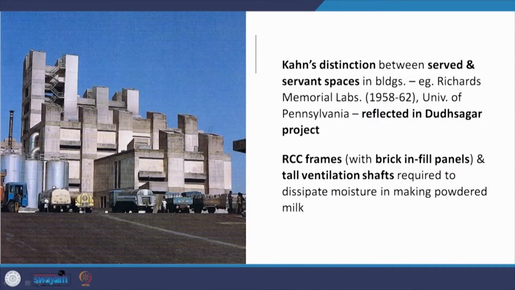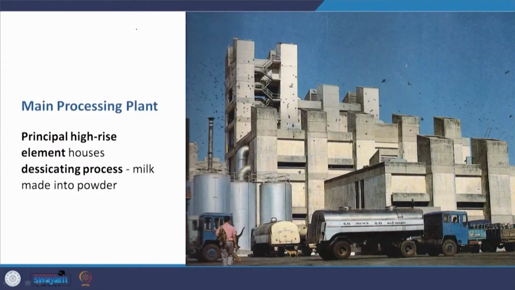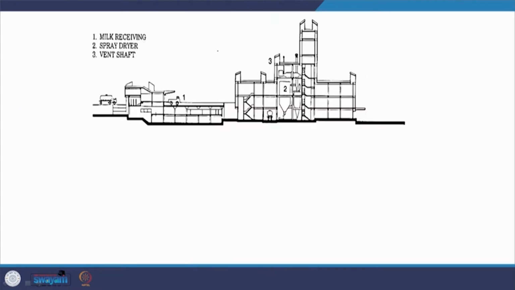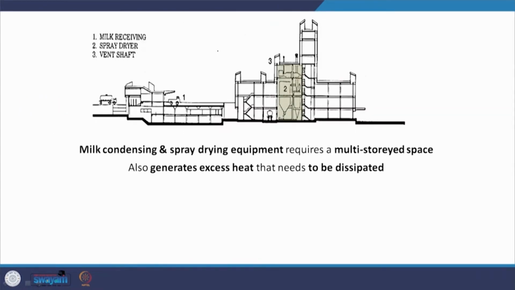RCC frames with brick infill panels and tall ventilation shafts are required to dissipate the moisture that is used in making the powdered milk, and we will come to this point again. The main processing plant, you find these high rise elements, these shafts rising up and contributing to this massing, and this high rise element houses the desiccating process, that is turning milk into milk powder. So here we have it. The milk condensing and spray drying equipment requires a multi-storey space, which is this. It also generates excess heat that needs to be dissipated.